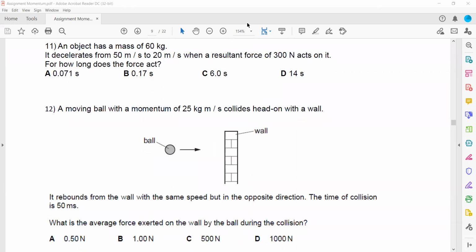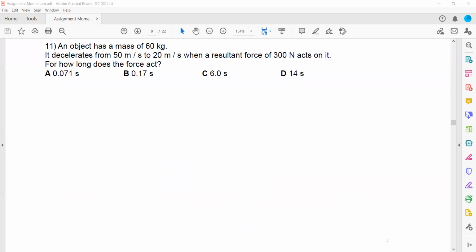In question 11, an object of mass 60 kilogram decelerates from 50 to 20 meter per second. The resultant force is 300 Newton acting on it. How long does the force act? First we calculate the impulse, the change in the momentum. We know impulse is equal to mv minus mu, and impulse is also force into time. So if we compare, force into time is equal to mv minus mu.